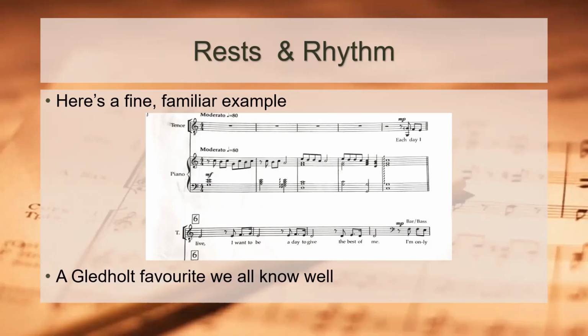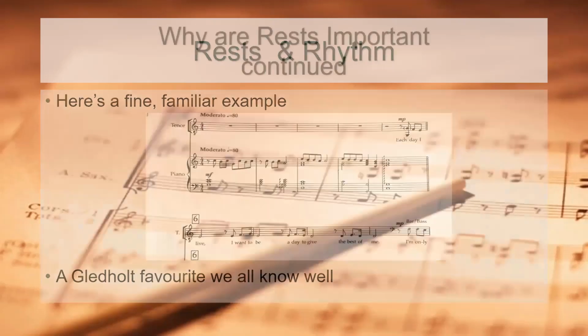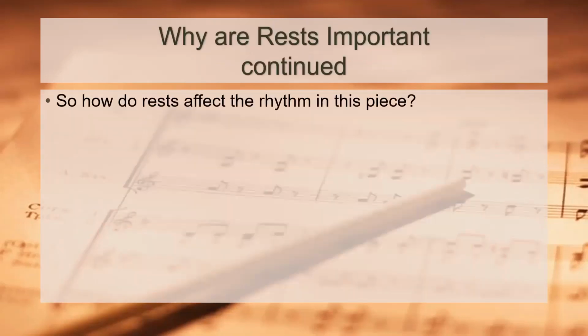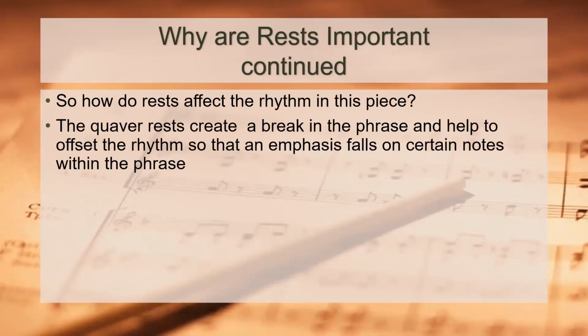Beat 4 in that bar is indicated, and again we're talking about groups of notes, and we learnt in the last lesson that a group of notes, generally speaking, is written to create 1 beat's worth. So there is 1 beat's worth of quavers at the end of that first bar. So how do the rests affect the rhythm in this piece? The quaver rest creates a break in the phrase and helps to offset the rhythm so that an emphasis falls on certain notes within the phrase, and I'll go through what I mean by that here.